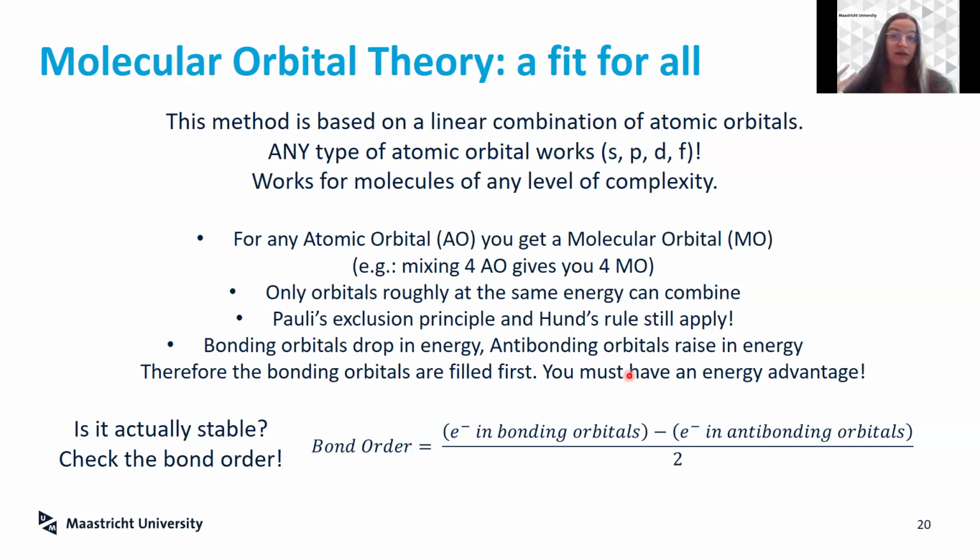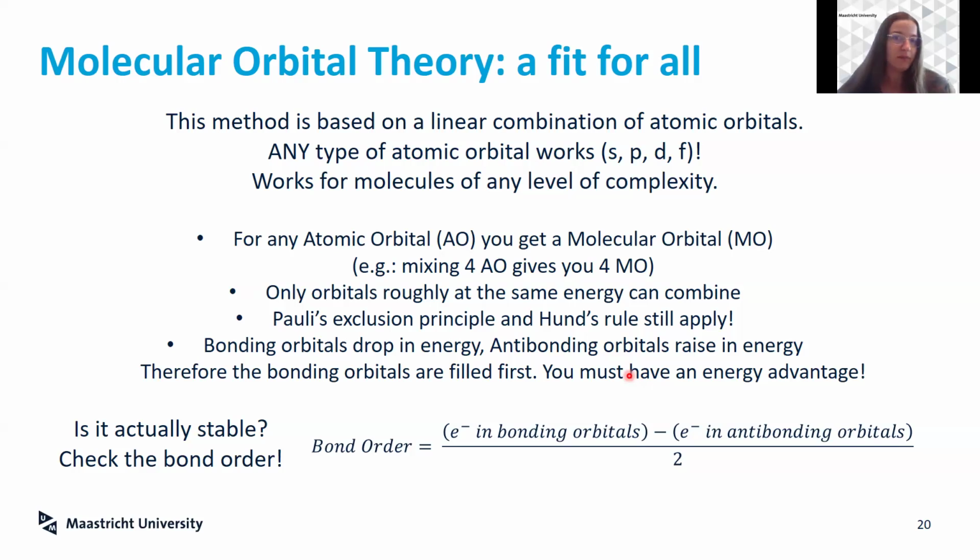Can this be done in full disregard of the energies? Absolutely not, because things need to be interacting. So only orbitals that are roughly at the same energy can actually interact with each other. Otherwise, it's like cars going on a highway at a completely different speed on a different lane. They will not see each other. It's not that they are not there, but they will not see each other and they will not interact.